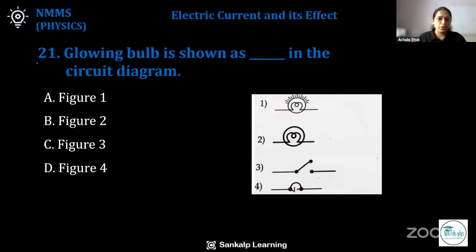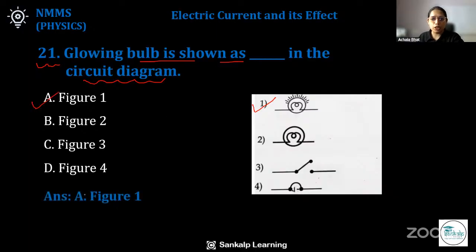Let us see question number 21 of NMMS Physics chapter Electric Current and its Effects. Glowing bulb is shown as blank in the circuit diagram. You have to choose which one shows glowing bulb. Which symbol is correct for glowing bulb? A. This represents bulb and these arrows pointing outward represent emission of light. So, yes, this is correct. It's showing the glowing bulb. Therefore, option A is correct.